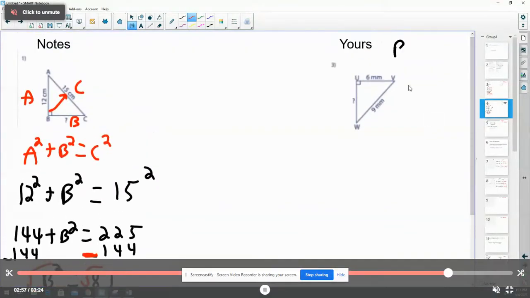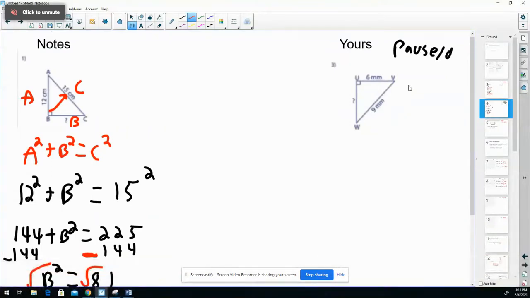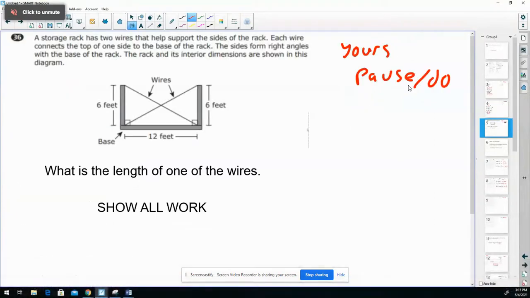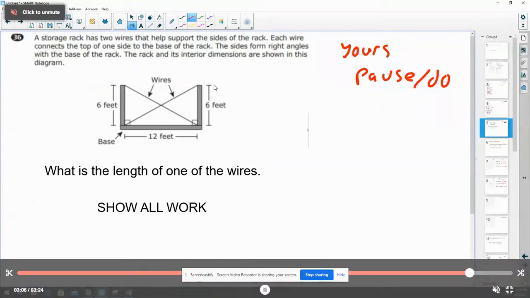All right, so here's yours. Pause and do. And here's also yours as well. Pause and do this question here. Again, what is the length of one of these wires? Okay, show all your work. And then that will be it for today.